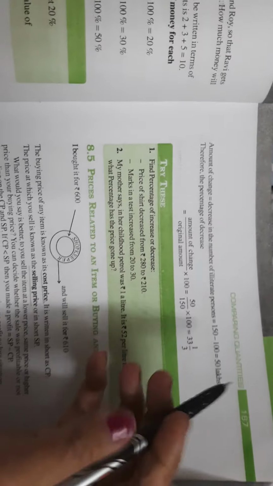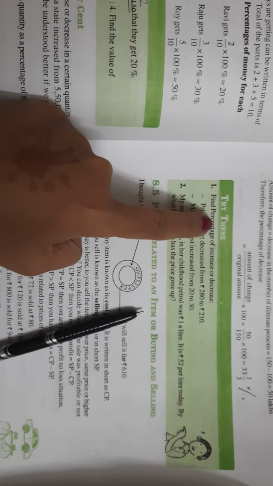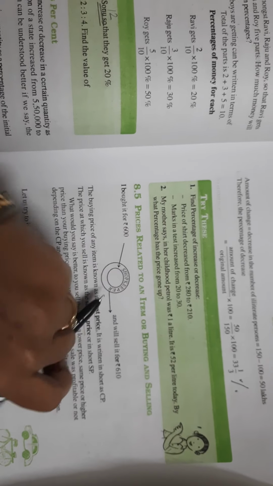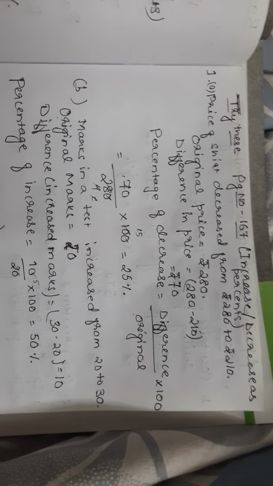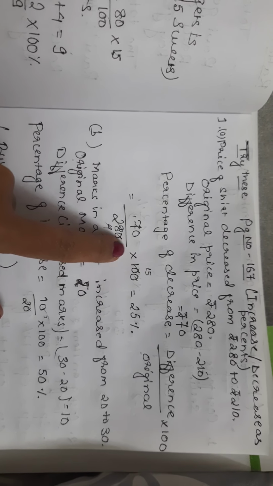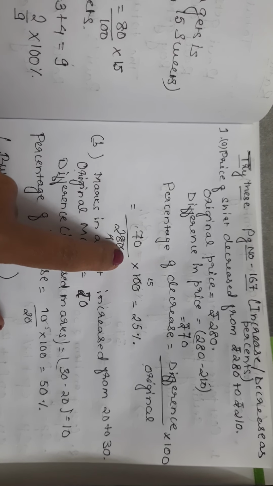Always remember, class, when you are denoting percentage, kindly denote it with the sign of percent. Now try these. Find percentage of increase or decrease. Price of shirt from rupees 280 to rupees 210. Here you can see I have solved this for you, which I am going to send you in pictures. Remember the pictures which I am sending you, please note them down in your notebooks. The solution which I am providing, please note down in your notebooks.